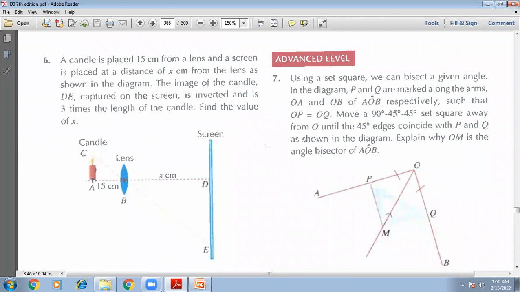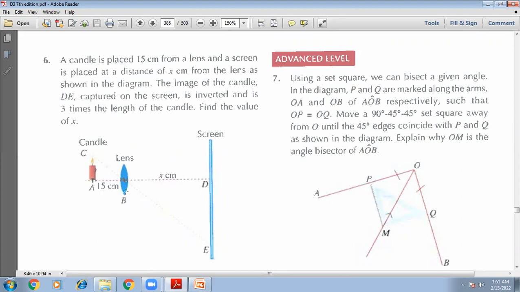Question number 6 is showing up on your screen. A candle is placed 15 centimeter from a lens. A screen is placed at a distance of X centimeter from the lens as shown in the diagram. The image of the candle DE captured on the screen is inverted and is 3 times the length of the candle. So the ratio between the AC and the ED is 1/3, means AC is 1 and the ED is 3. And find the value of that.